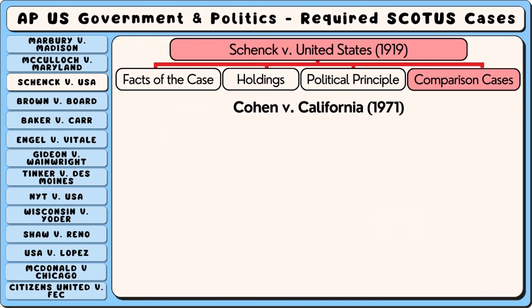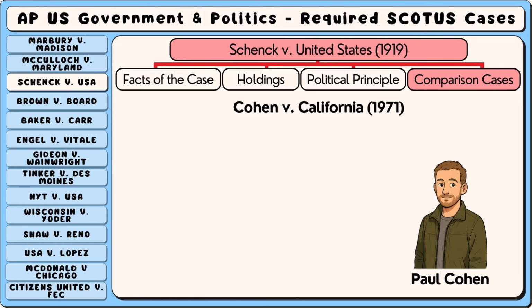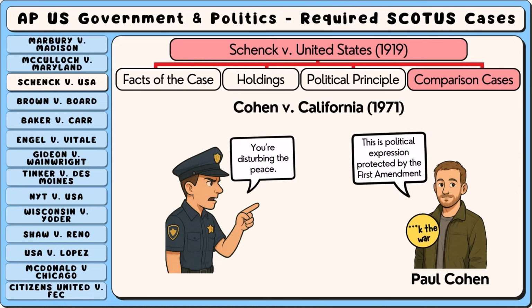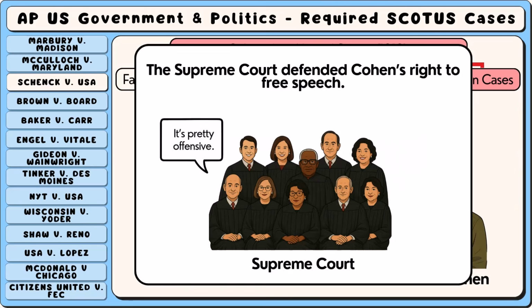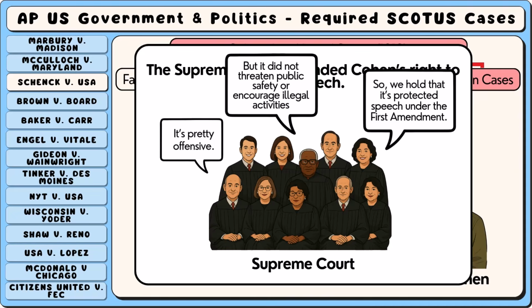Now let's look at a comparison case. Cohen versus California from 1971, which was the case students needed to compare to Schenck versus United States in Set 2 of the 2024 AP exam. In this case, a man named Paul Cohen wore a jacket in a courthouse that displayed a message protesting the Vietnam War. The message used a swear word, and he was arrested for disturbing the peace. Cohen argued that his jacket was a form of political expression protected by the First Amendment. The Supreme Court agreed with Paul Cohen, finding that the offensive language did not threaten public safety or encourage illegal activities, so it was protected by the First Amendment.